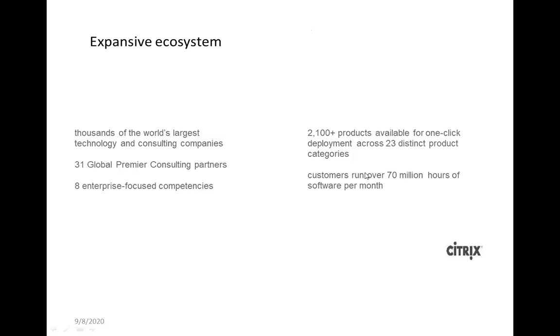Expansive ecosystem, yeah. In Amazon Web Services, this is totally an expansive ecosystem. Thousands of the world's largest technology and consulting companies are joining. 31 global premier consulting partners are there, 8 enterprise focused competencies, 2100 plus products available for one click deployment across 23 distinct product categories. Customers run over 70 million hours of software per month. Can you imagine 70 million hours of software are run per month in the AWS?